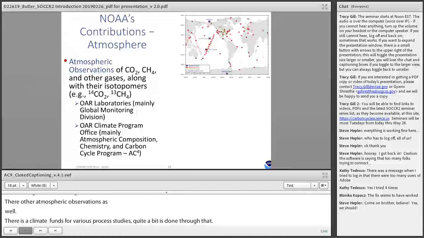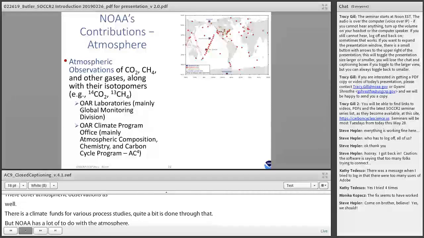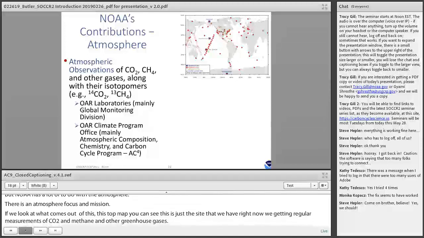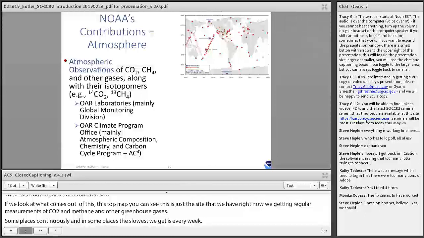So if we look at what comes out of this, now this top map, you can see this is just the sites that we have right now where we're getting regular measurements of CO2 and methane and other greenhouse gases. In some places continuously, and in some places the slowest we get it is like every week. So we're getting a pair of flasks every week from all of those sites, and then we're also getting continuous measurements at many of them. So there's a lot of information that comes in. Been doing this for about 50 years.